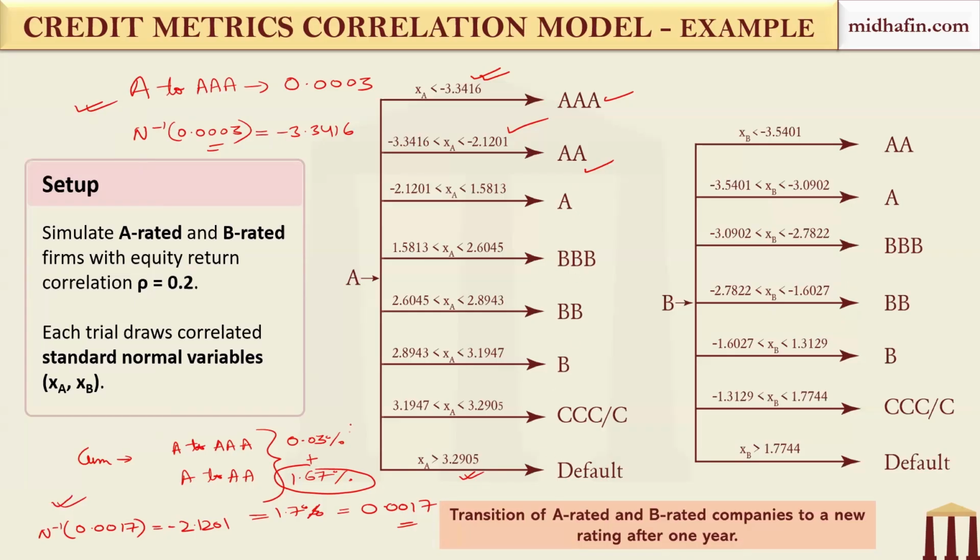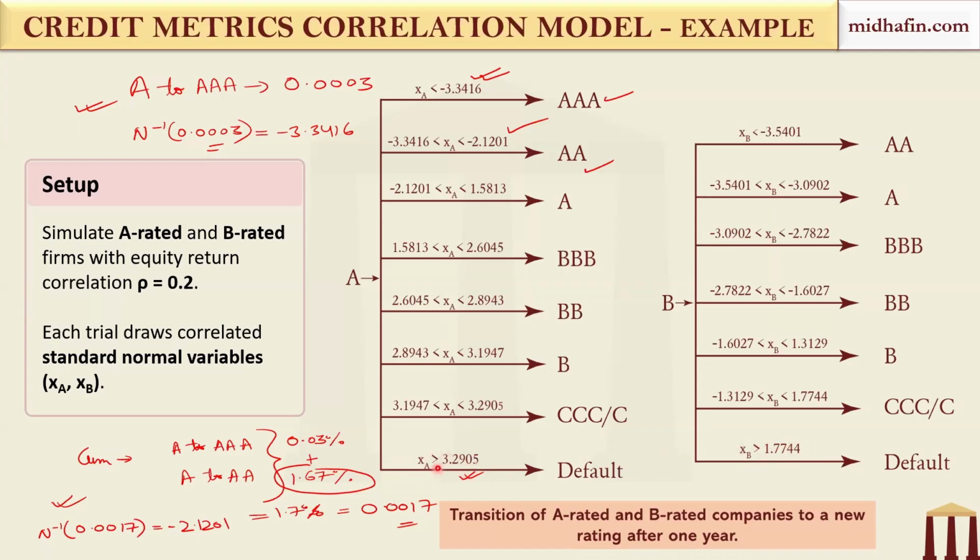Okay. Similarly, the same idea has been extended for the B-rated firm also. Now, you can see that the default thresholds, of course, are different, without any doubt, because for a B-rated firm, the chances of default will be higher. And that is why you can see the chances of default are clearly reflected in XB being greater than a smaller value than 3.29, because 1.7744 is much smaller than 3.2905. Okay, so default is easier for this as compared to this.